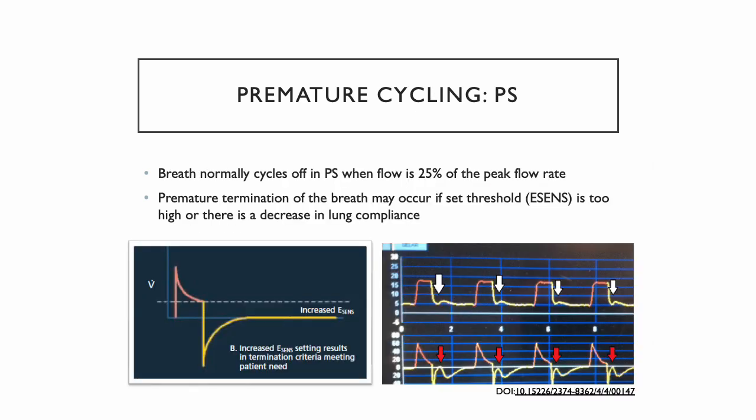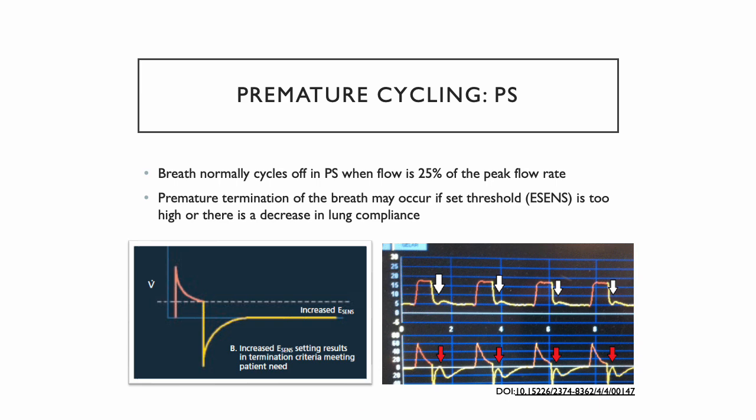So premature cycling is commonly seen in pressure support mode, and this is because pressure support mode is a flow cycle mode of ventilation. So normally, the breath cycles off in PS when flow reaches 25% of the peak inspiratory flow rate. Premature termination of the breath may occur if the set threshold is too high, or if there is a decrease in lung compliance, which causes flow to drop very quickly.